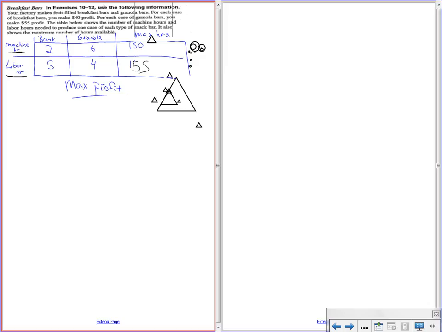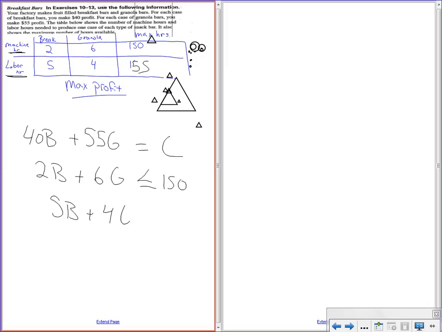Now in this case, we have to maximize profit. And I know that the breakfast bar plus the granola bar is what I want for maximizing profit. I make 40 bucks on this one and 55 on the other. The two different parameters you're looking at are 150 maximum machine hours and 155 maximum labor hours. For each of these, it depends upon breakfast and granola. So you've got 2 breakfast plus 6 granola for no more than 150 hours, and 5 breakfast, 4 granola, no more than 155.